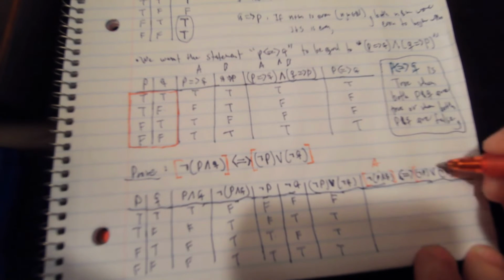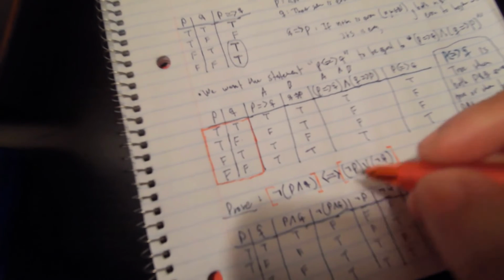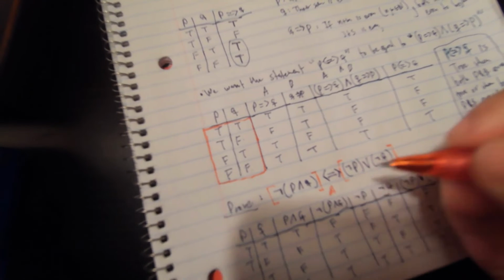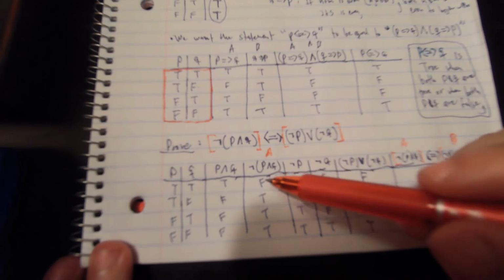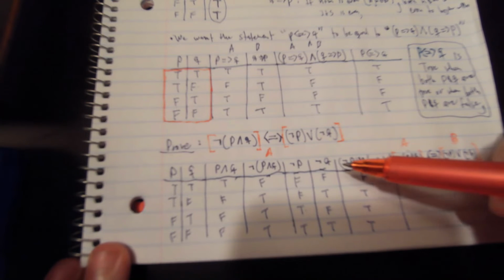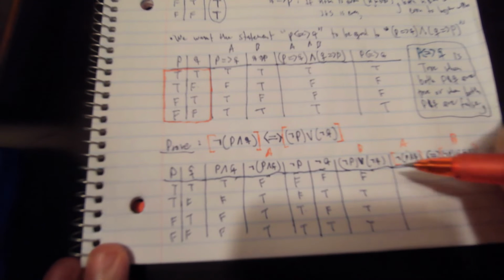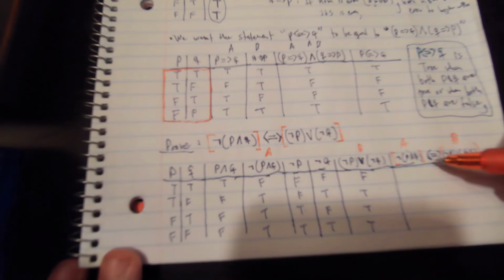This is like my A and my B. Okay, my A's are here, all the way over here. That's the truth table for not P and Q, and the truth table for not P or not Q is this one. So this is my A and that's my B. So what did we say about if and only if statements?